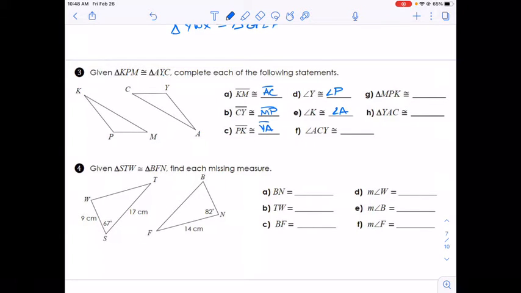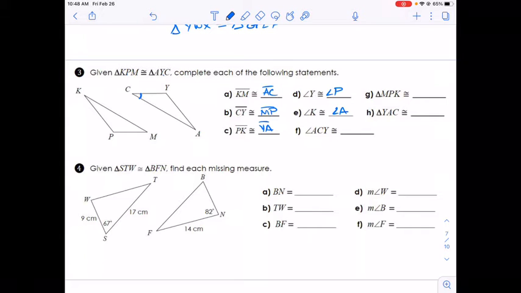Angle ACY, okay? So here's one thing that you want to look at here, ACY. Well, ACY starts at A, goes with C, and goes to Y. That means that's the same thing as saying angle C. The vertex here is at C. So which one does C match up? Well, that's going to be angle M.